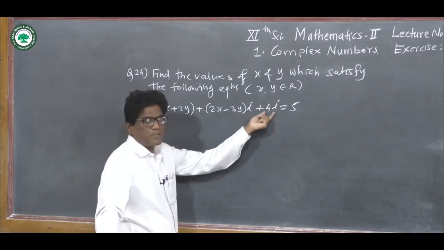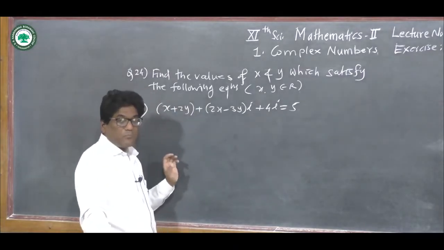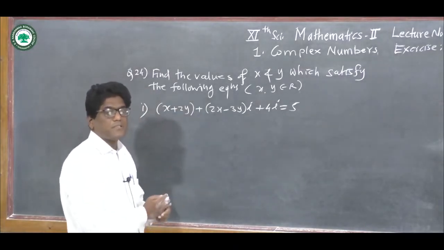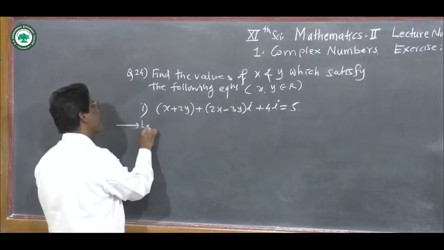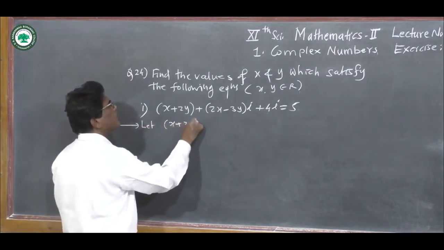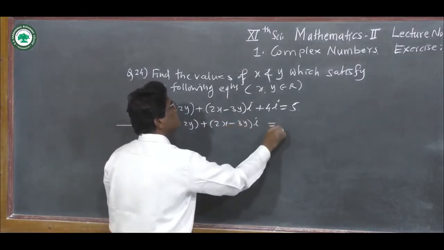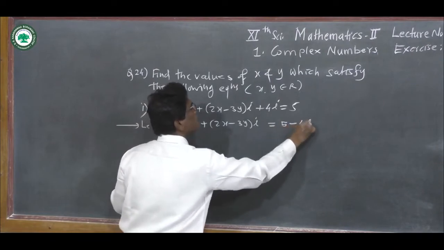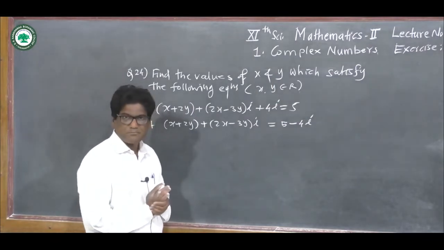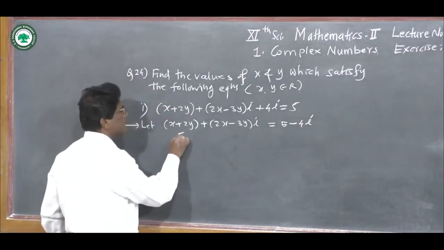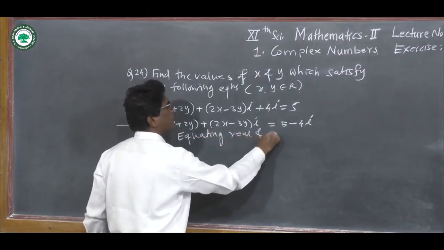Here also imaginary number. So we carry this 4i to the right hand side and both sides become complex numbers, and then we equate the complex number, that means real part and imaginary part. So solution of this, consider, let (x + 2y) + (2x − 3y) into i is equal to 5, carry this, so minus 4i. And now here both sides are complex numbers, equating real and imaginary parts.